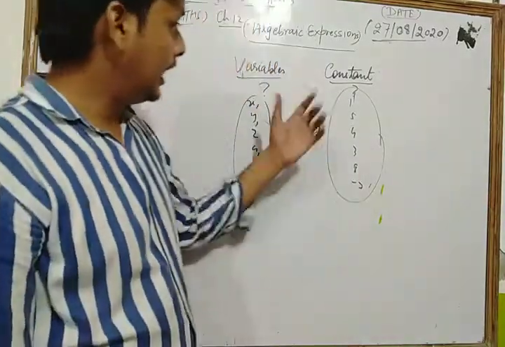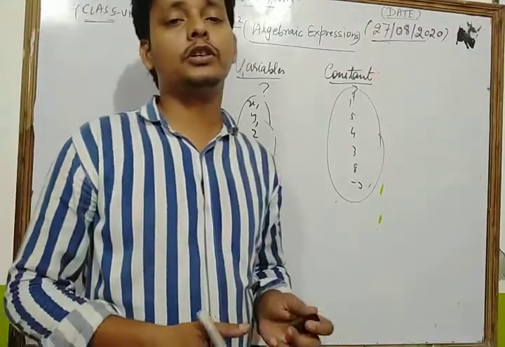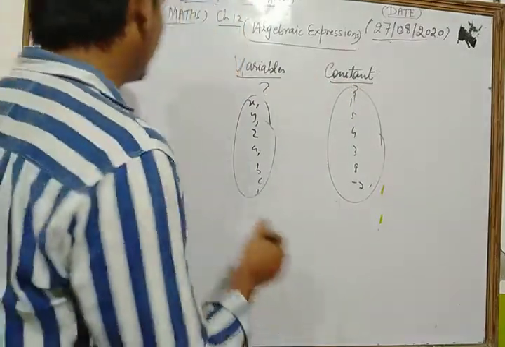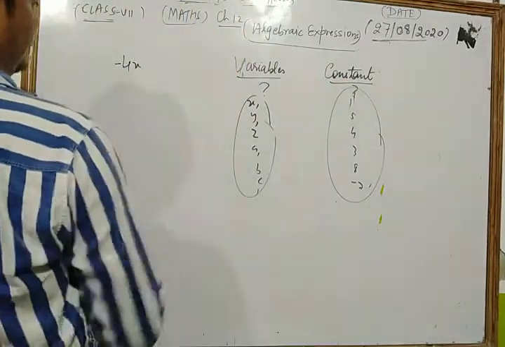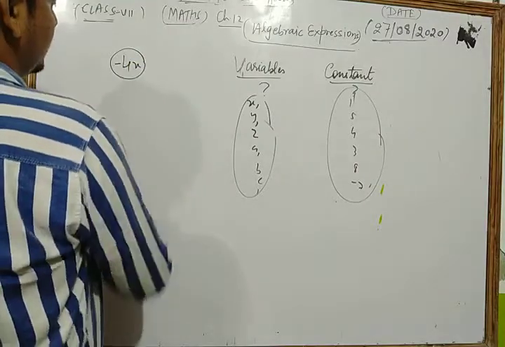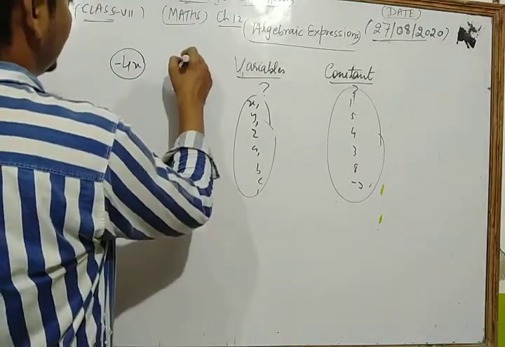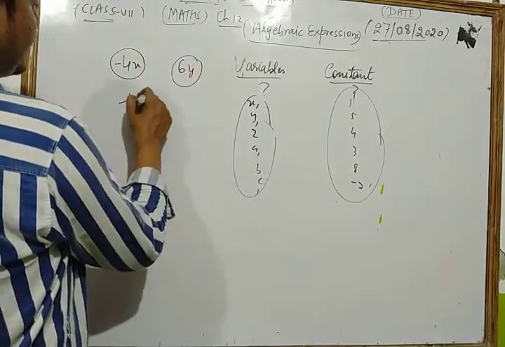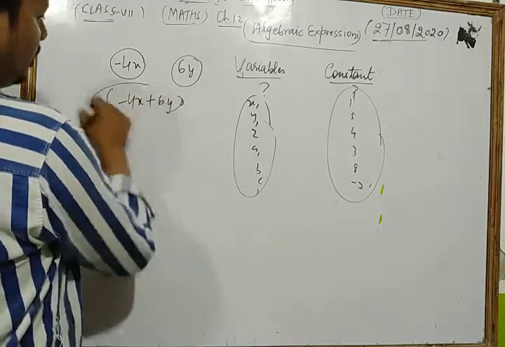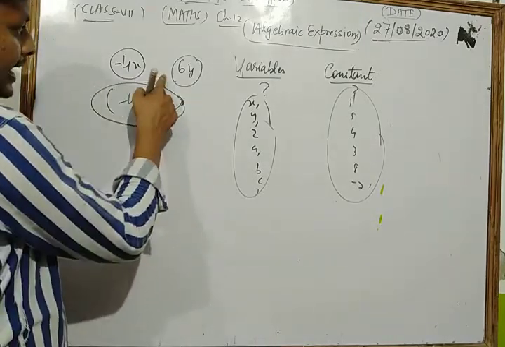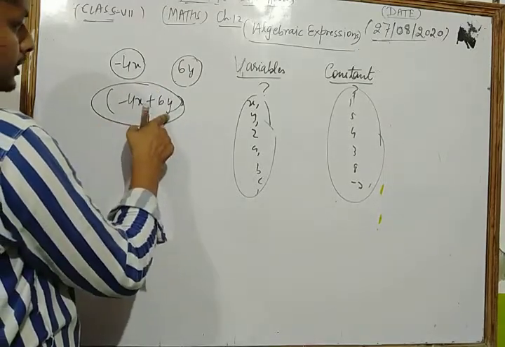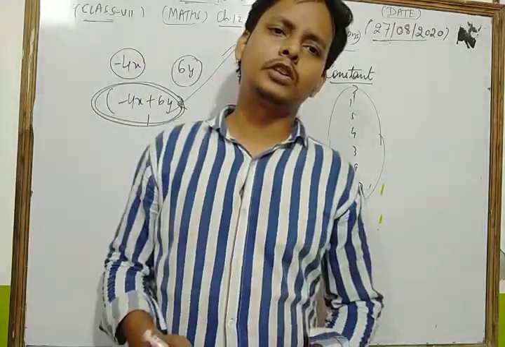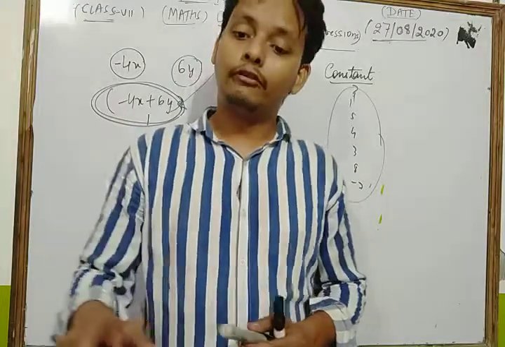And an algebraic expression is an expression which is a relation between coefficients, variables and constants. Suppose we write -4x, this is a term, and if we take 6y, this is another term. If we add these terms, we get an algebraic expression. When we add these terms and get -4x plus 6y, it is said to be an algebraic expression. So an algebraic expression is a relation between constants and variables.